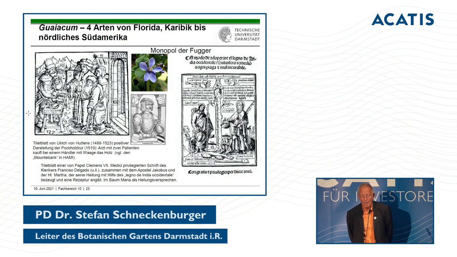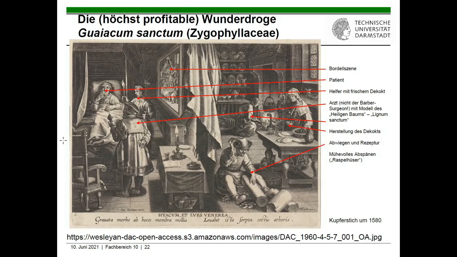And the propaganda was carried out with Ulrich von Hutten. This was a politician. He was also a poet of the 16th century. And you can see this bank where he's selling the product, and the Fugger family.